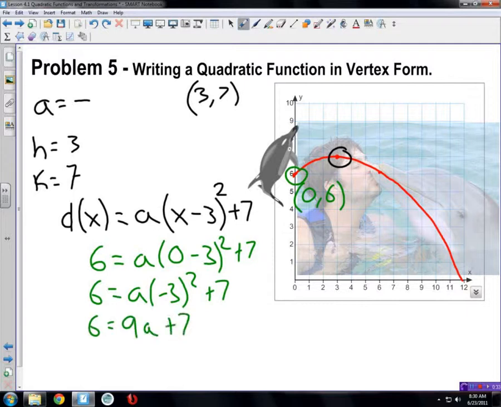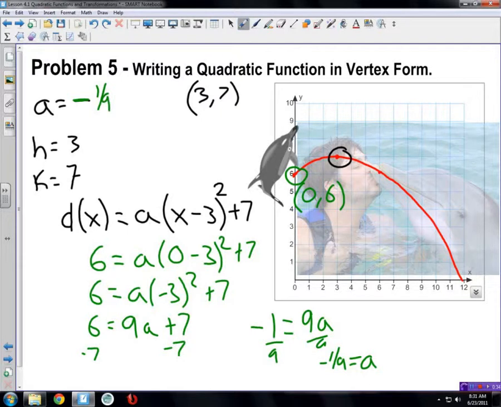These are pretty easy to solve. So minus 7, I get negative 1 is equal to 9a. Divide by 9, divide by 9. And I get a is negative 1/9. Now, that one probably would have been pretty tough to just guess, but now we know what it is exactly. So a, we already knew the negative part, but now we know it's negative 1/9.